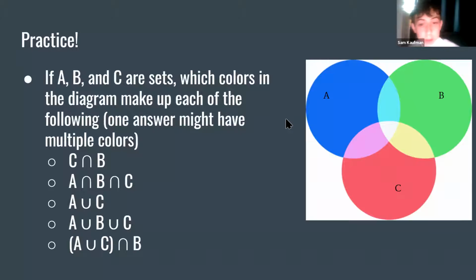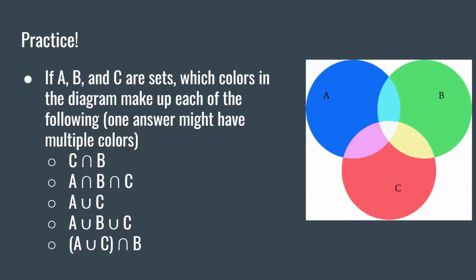How about the second one? How would you read that? The intersection of A and B and C. Yep, that's a fine way to say it. I think the way you would normally read that is just the intersection of A, B, and C. And which color or colors is that? White. Yep.